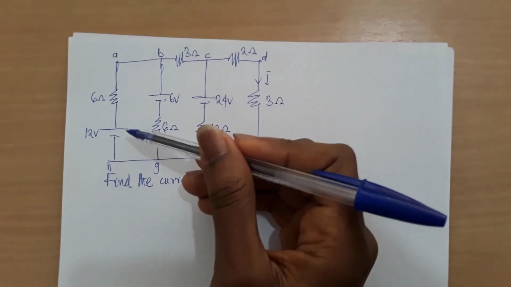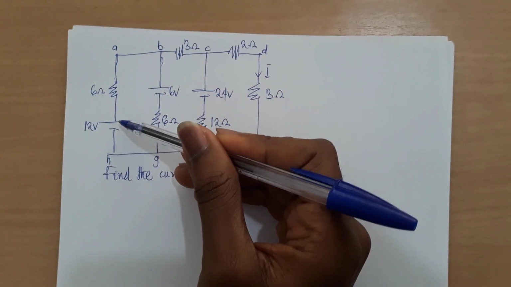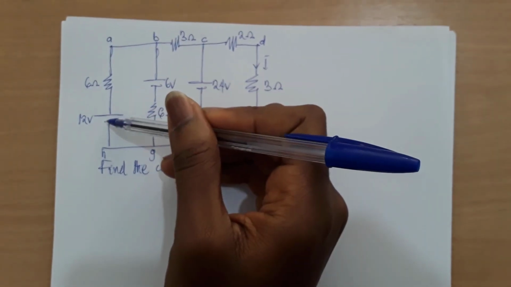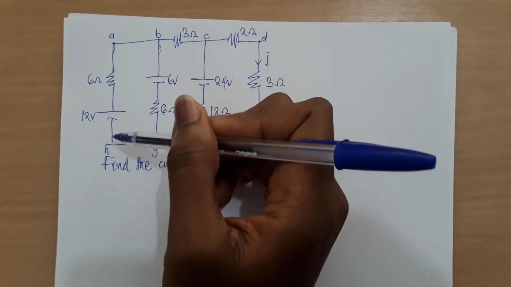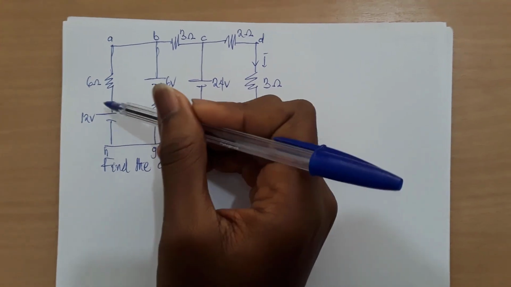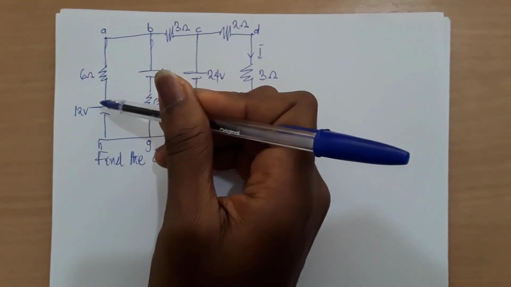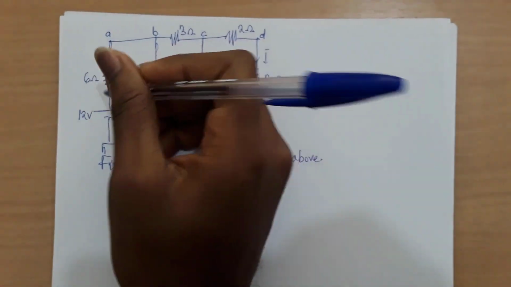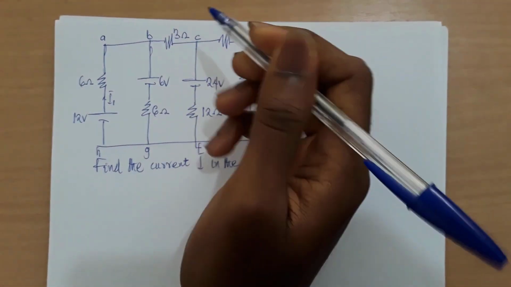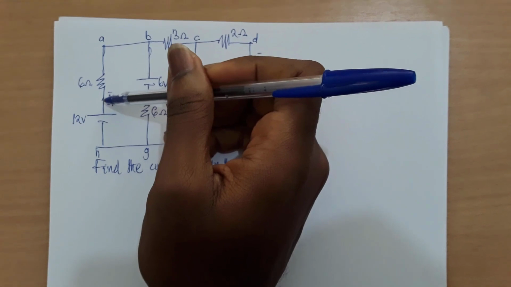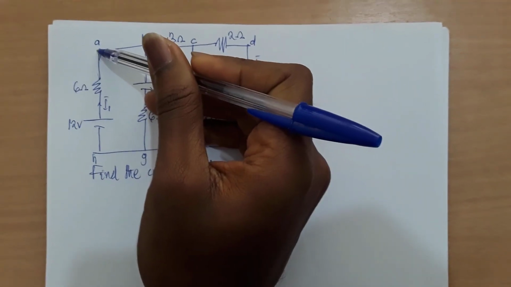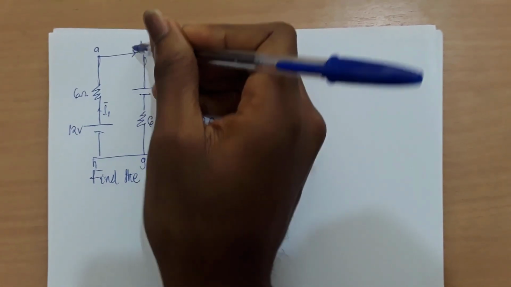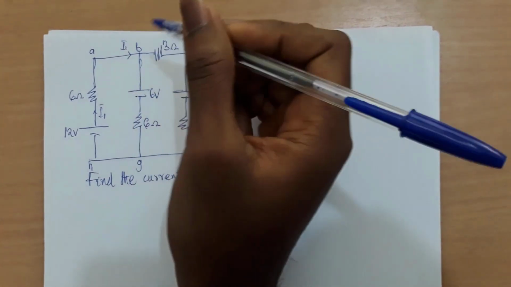Starting from the very extreme left side of the circuit, we have a 12 volt voltage source in series with a 6 ohm resistor. So we can deduce that the 12 volt voltage source will produce a current, let's say I1. Now current I1 will travel through the 6 ohm resistor through point A and arrive at junction B. So here we still have our current I1.